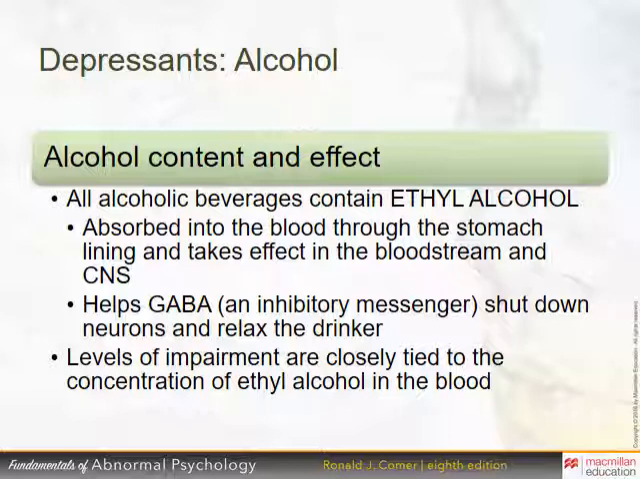So all alcoholic beverages contain ethyl alcohol, and this is absorbed into the blood through the stomach lining and takes effect in the bloodstream and the central nervous system. It helps GABA, which is an inhibitory messenger, shut down neurons and relax the drinker. And the levels of impairment are closely tied to the concentration of ethyl alcohol that's in the blood.